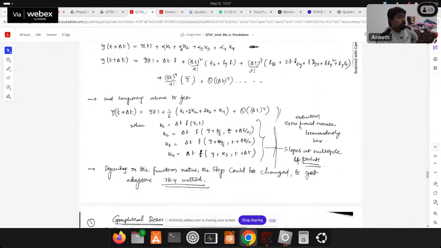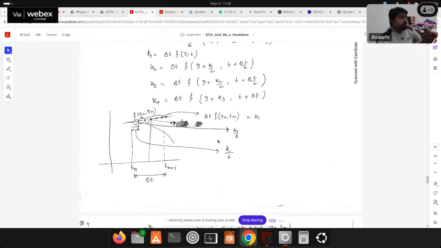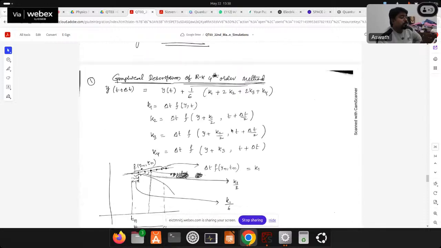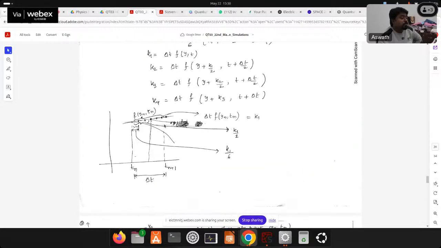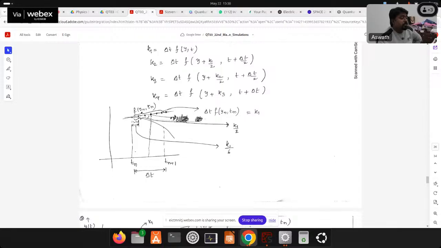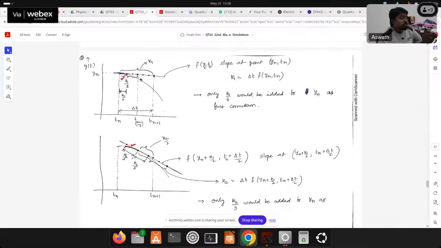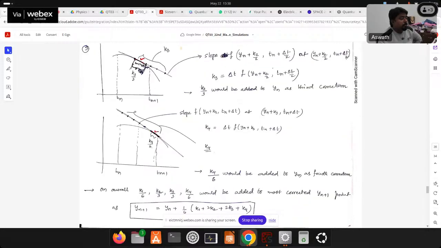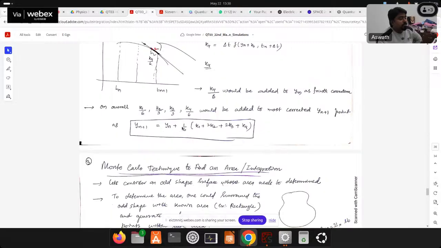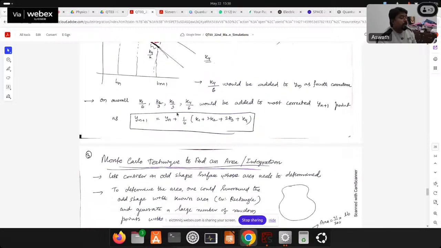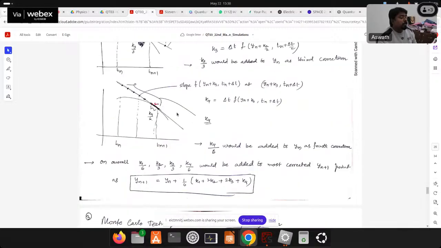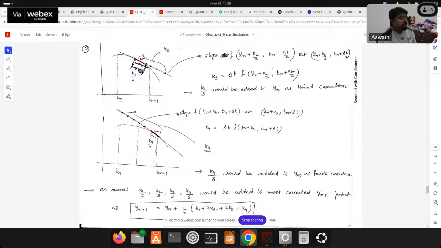Okay, so the fourth order Runge-Kutta method I just discussed. Now I just want to tell you what the four slopes are. The first slope would be at the initial point. The second slope would be at the next point. And the third slope would be at this point. See here, using the previous slope, I get the next slope. So you take the average of all of them, and you get the most corrected solution. Now, this is all numerical integration.